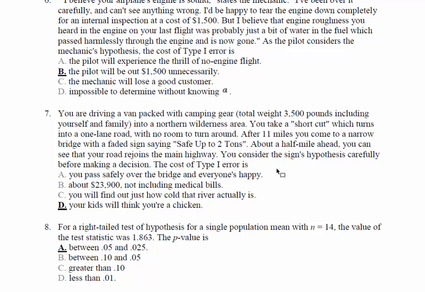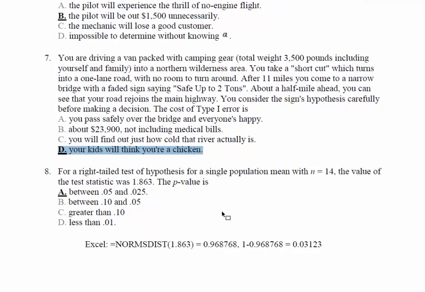So what do you do then? This is a one-lane road, no room to turn around. You have to back all the way up. So what's going to happen then? Your kids will think you're a chicken, right? So that is the correct answer. Yeah, that's type 1 error.